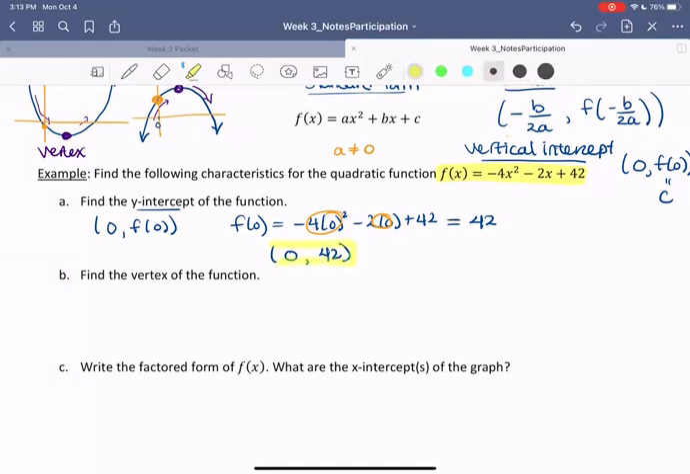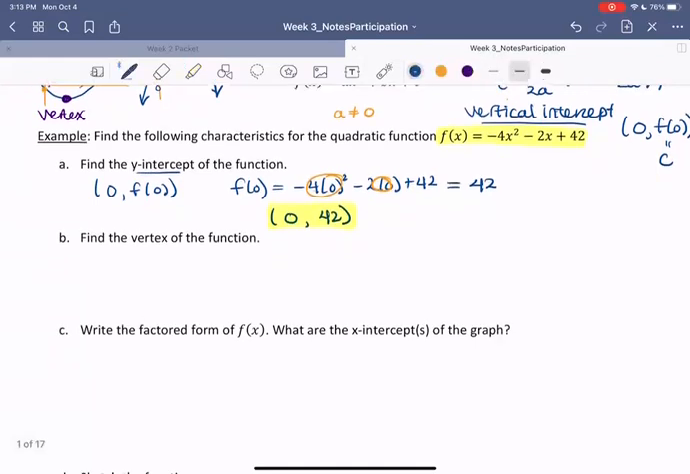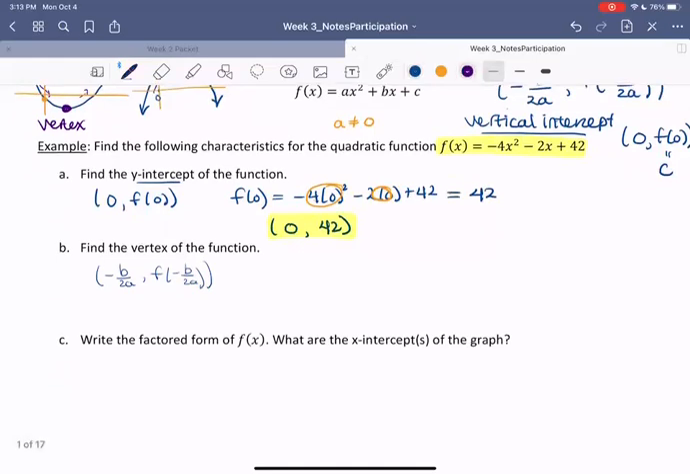So that vertical intercept is (0, 42). Now we want to find the vertex of the function. Recall, the vertex formula is -b over 2a, comma, f of -b over 2a. So let's find what our a and b are. For our function up here, a is -4, and b is -2. Recall, we need to include those negatives for each term because the standard form has a positive a then b value. So we're subtracting, so we include that negative into our a and b constants.